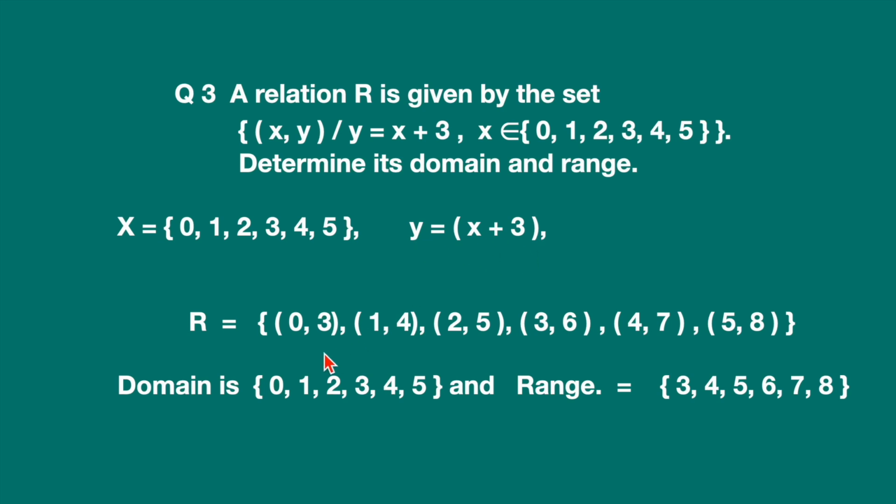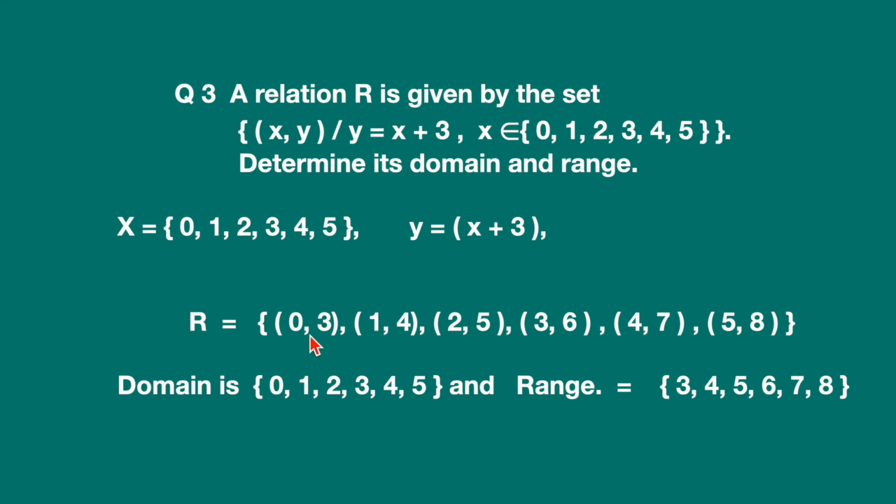If the value of x is 0, the value of y is 3. Okay. Then if the value of x is 1, the value of y is 4. Put x is equal to 2, y is 5. Put x is equal to 3, y is 6. Put x is equal to 4, y is 7. Put x is equal to 5, the value of y is 8. That's all, because we have x values only up to 5. So this is the required relation R.